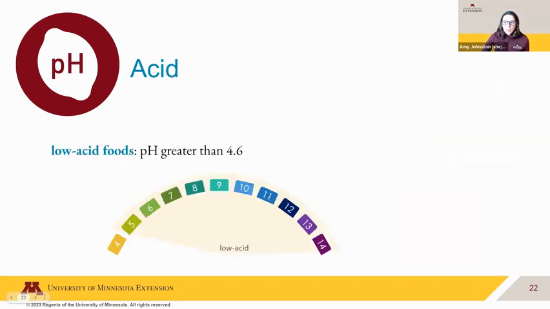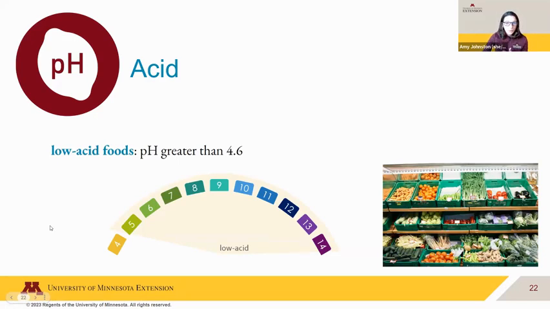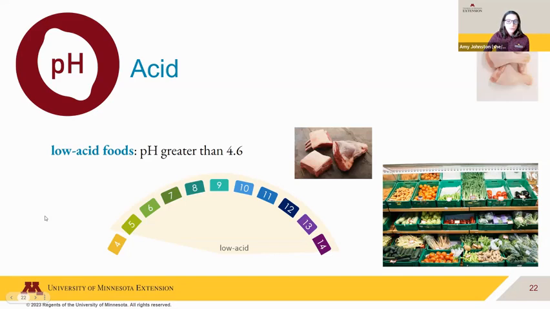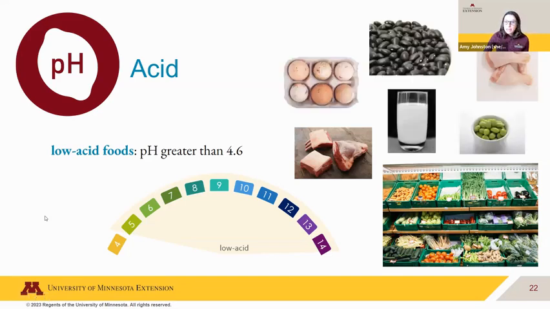Low acid foods have a pH greater than 4.6. So vegetables without vinegar or other acidic ingredients added to them are low acid foods. Protein-rich foods like meats, poultry, fish, eggs, milk, tofu, beans, those are all low acid foods. Tomatoes can be tricky because some varieties might have a pH of 4.6 or less, and others might have a higher pH.